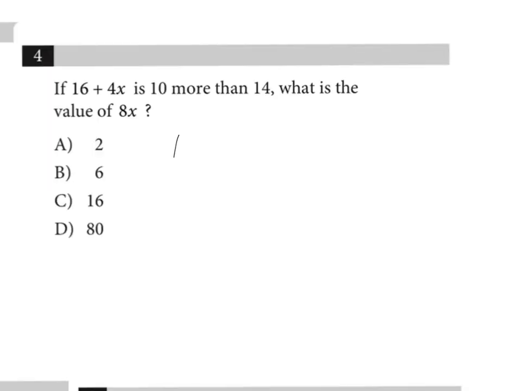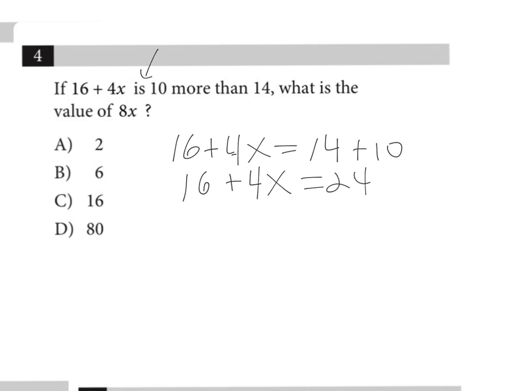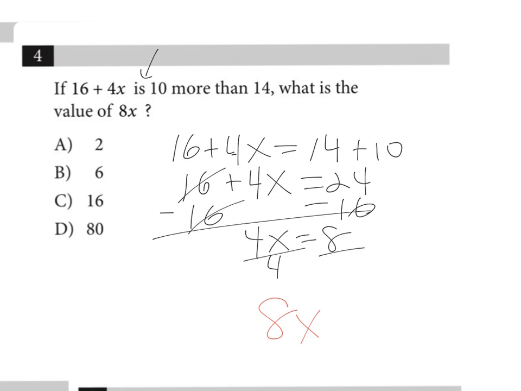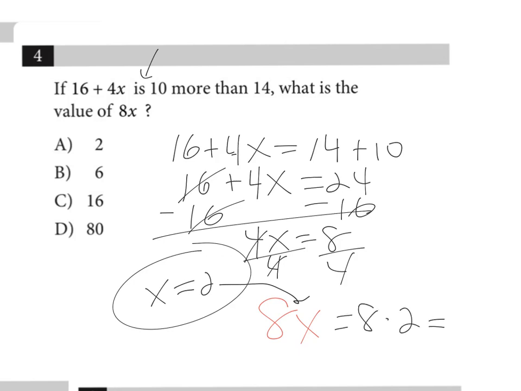Problem 4, if 16 plus 4x equals 10 more than 14. Well, 10 more than 14 is 24. So 16 plus 4x equals 24. What is the value of 8x? Well, I can't figure out 8x until I know what x is equal to. So here I'll solve this equation by subtracting 16. So I have 4x is equal to 8. Or in this case, x is equal to 2. Well, now the question is asking me not what x is equal to, but what 8x is equal to. So that's going to be 8 times 2, or answer choice C, 16.